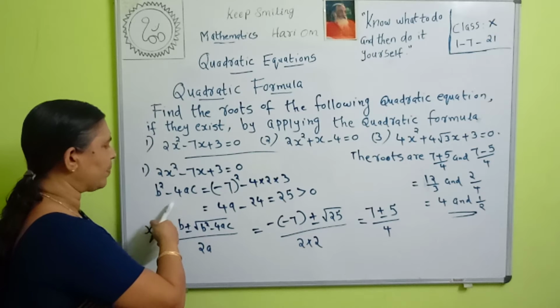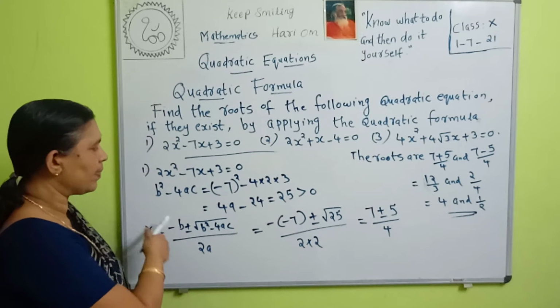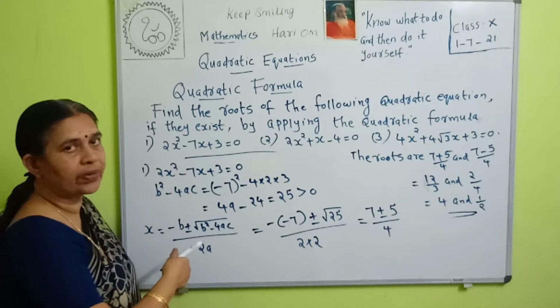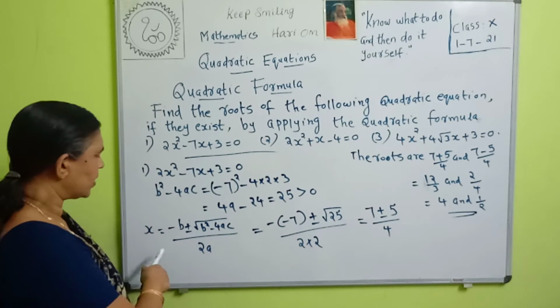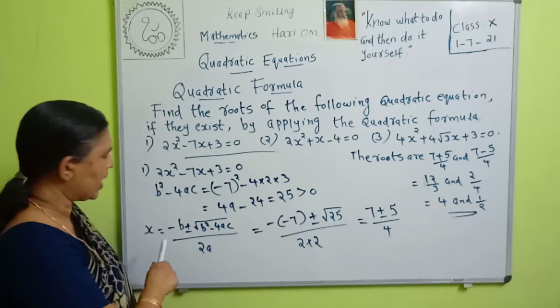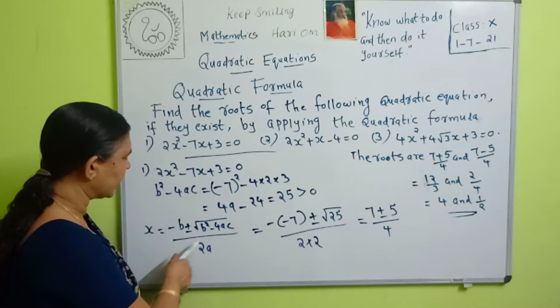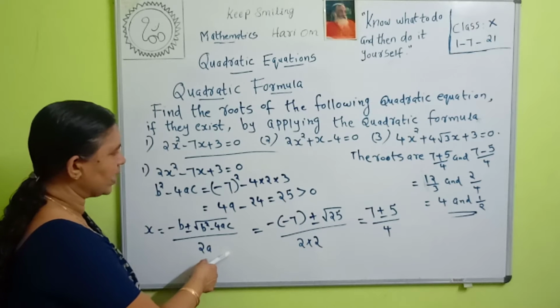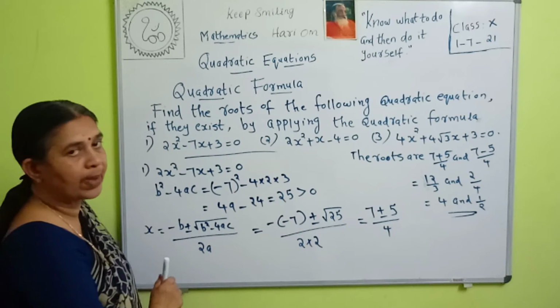So first we find b square minus 4ac. Here b square minus 4ac is 25. It is greater than 0, so the equation has two distinct roots. So we can apply the quadratic formula x equals minus b plus or minus root of b square minus 4ac by 2a. Simplifying, we get 7 plus or minus 5 by 4.